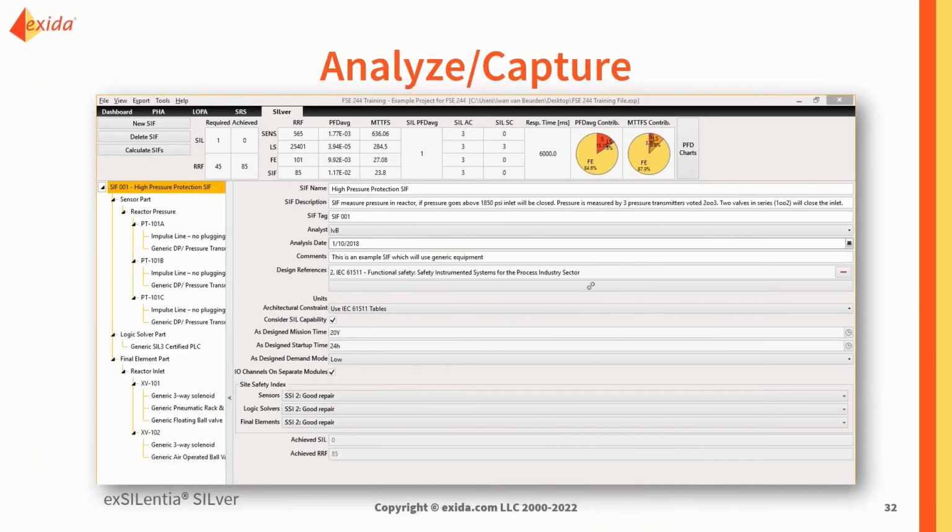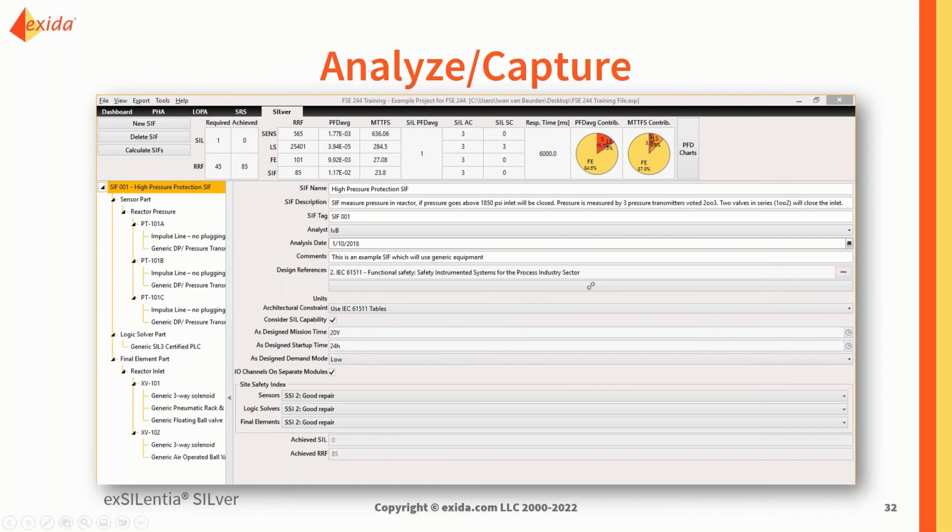And this is our SILver module. The SILver module, as I mentioned, uses Markov modeling to do the calculation of the PFD average, and also the TTFS or other kinds of information as well.